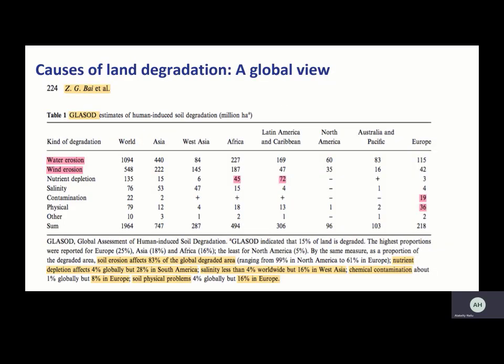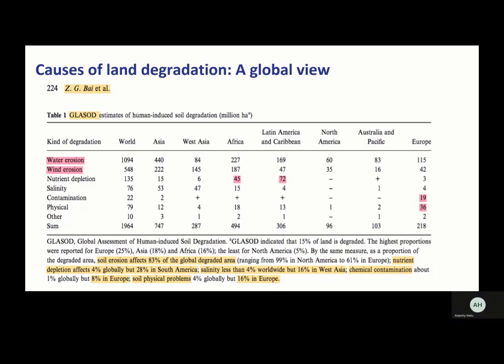And if you look at a global picture, this is a paper from 2008, and it's trying to show how much soil in millions of hectares is affected by these different causes of degradation. And what you see here, it doesn't matter whether you are in a poor country or a rich country, Asia, West Africa, Africa, North America, or Europe. There is a lot of land that's affected by wind and water erosion. So worldwide, we have 1 billion hectares of land that's affected by water erosion, and about 500 million hectares that are affected by wind erosion.